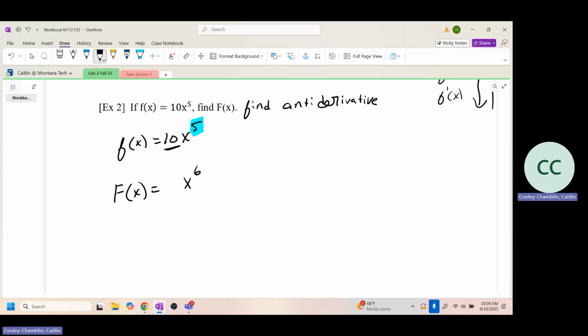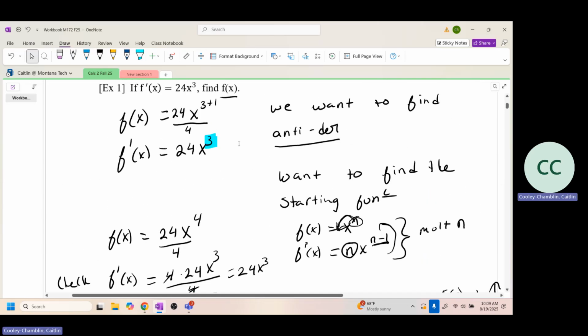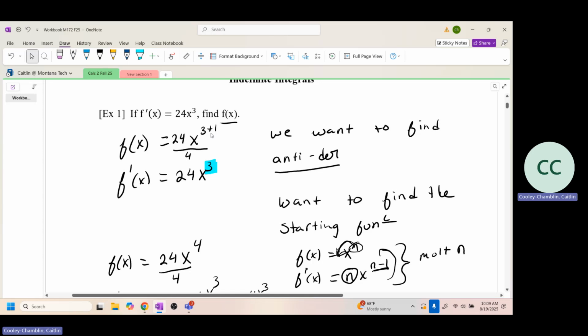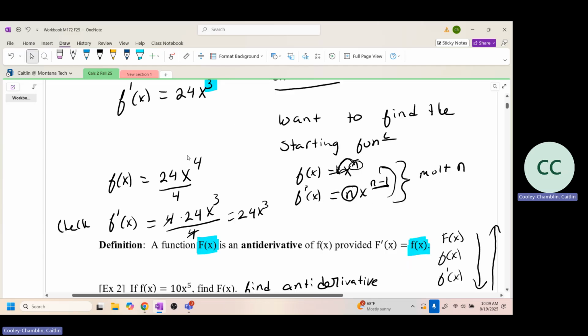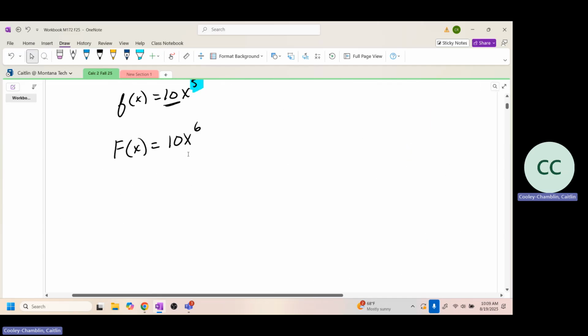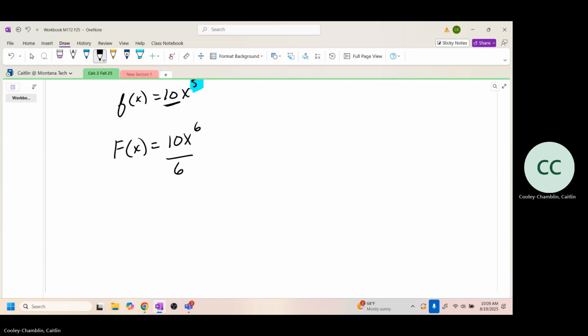That 10 is just a constant. Just like in derivatives, when you take a derivative, those constants stick around. That constant is going to stick around. And what we learned in the first problem was when we added the power to undo that multiplication that we would really do in derivatives, we divide by that number. So we are going to divide by 6. And I am not going to reduce this. If you want to reduce this, you can. That's up to you guys.